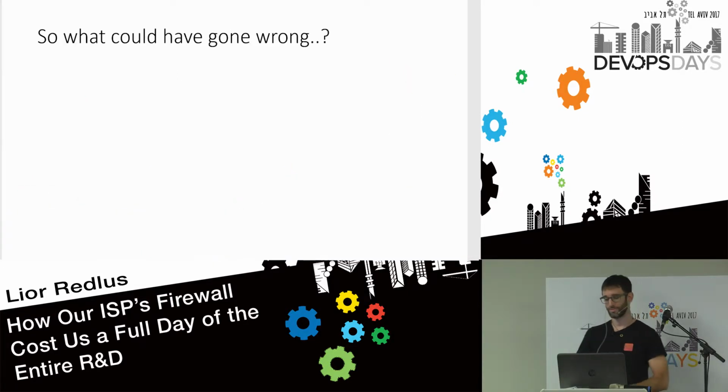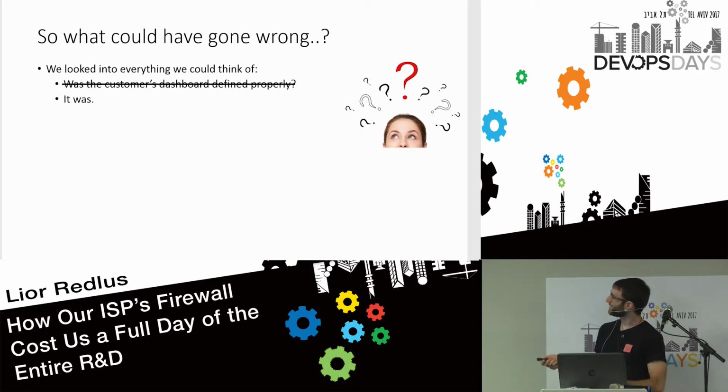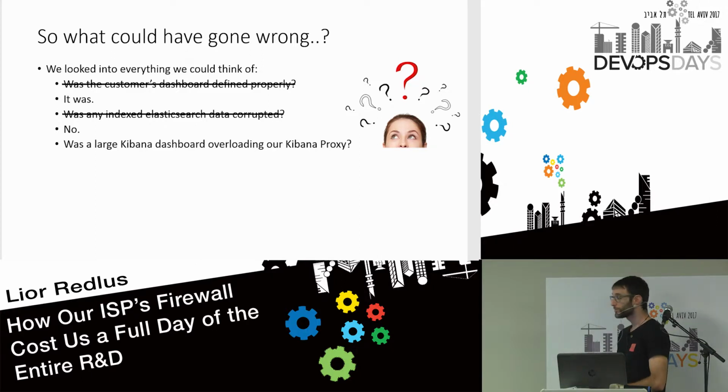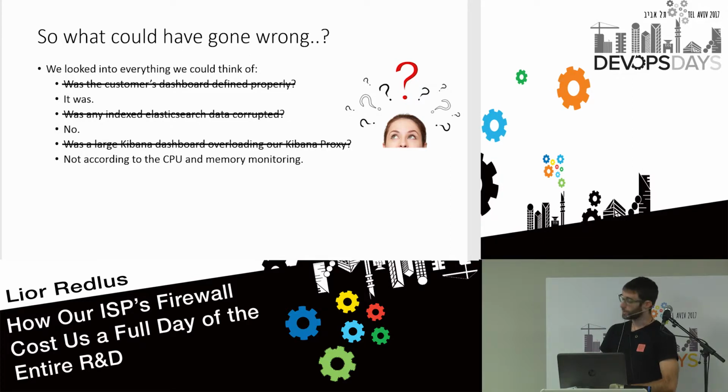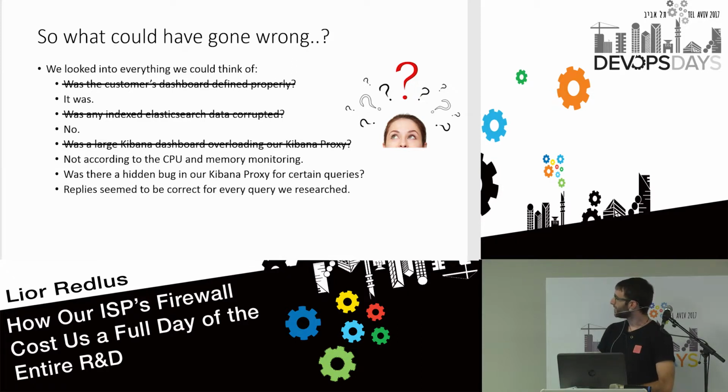But what could have gone wrong then? So we tried investigating everything we could think of. Maybe some of the customer's dashboard queries were not properly defined, but everything was okay. Then we looked at the Elasticsearch data. Maybe there was some corruption, but everything was okay there again. And what about our Kibana proxy? This is our sweet spot that we developed. Maybe it had some overloading for all the dashboards that he was loading. Well, not according to our monitoring. Or maybe there was a bug in certain queries, but none that we could think of.